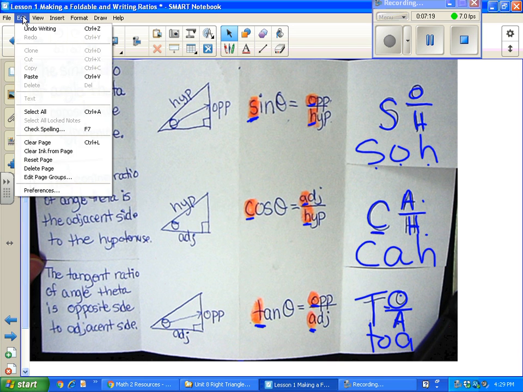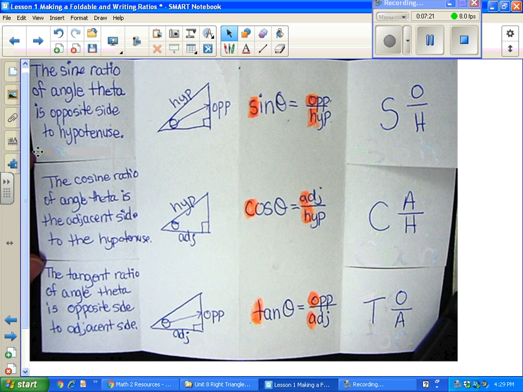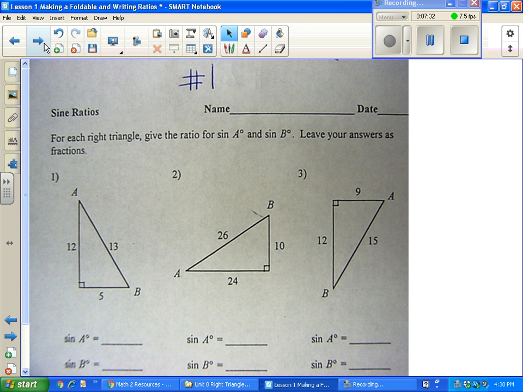All right. In my class, I will be letting you use the foldable on quizzes and tests. It's a way to remember, although sometimes I find that students don't need it, but it's nice to have it if you do.